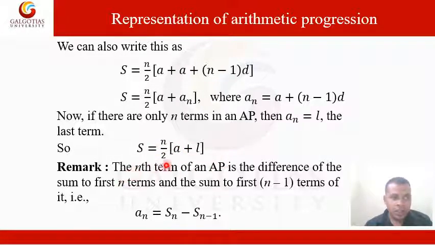The nth term of an AP is the difference of the sum of the first n terms and the sum of the first n minus 1 terms. So an, the nth term, is represented as Sn minus Sn minus 1. You can understand this by using some concepts in pictorial form also, and many more by using some numerical techniques also.